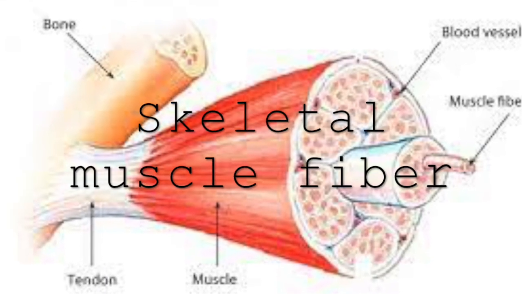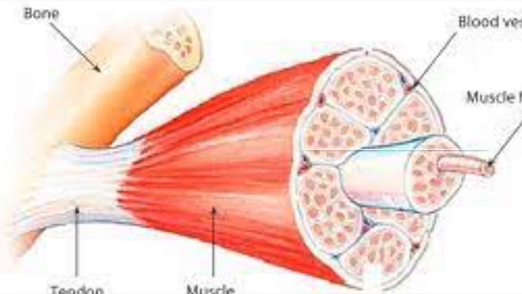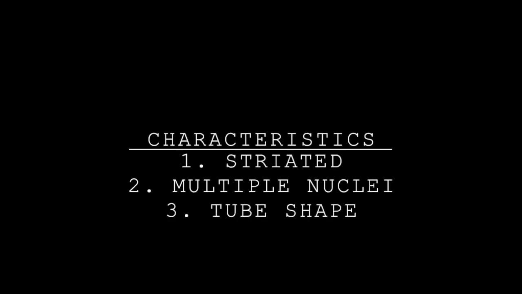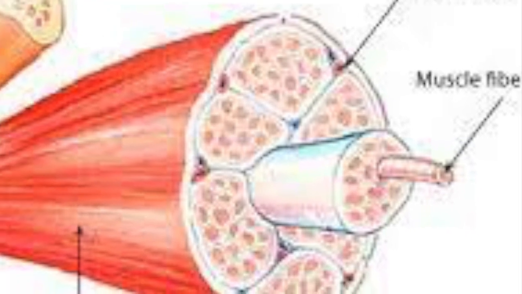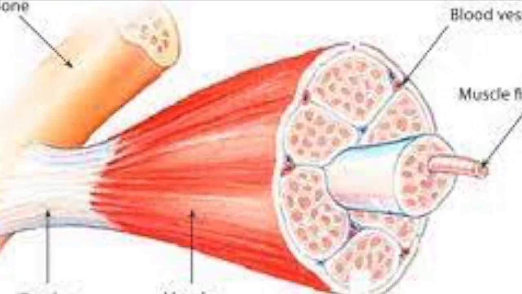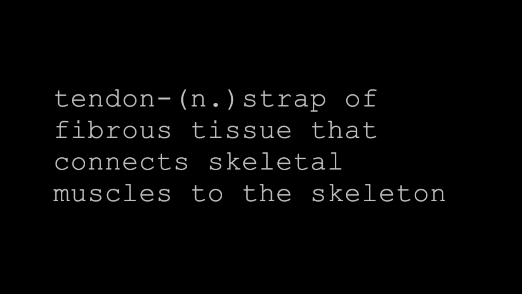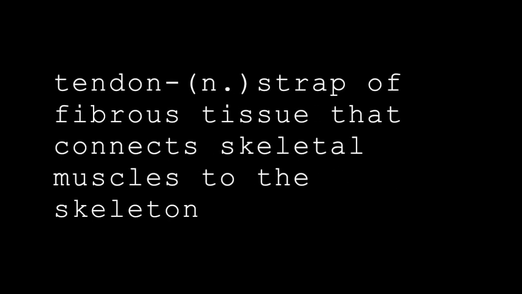The last type of muscle fiber is the skeletal muscle fiber. Skeletal muscle fibers are striated, have multiple nuclei, and have a tube shape. These individual muscle fibers form large bundles called fascicles. The fascicles are then bundled to make the skeletal muscle. Skeletal muscles are connected to the skeleton by tendons, which are straps of fibrous connective tissue.